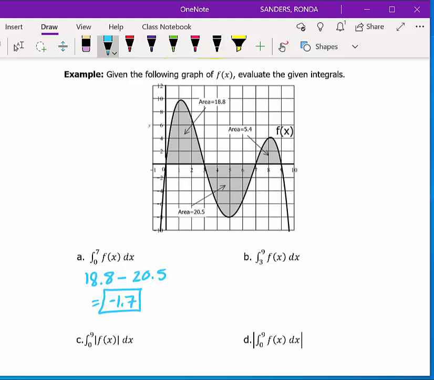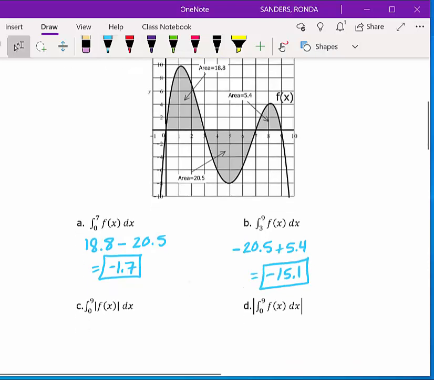If we evaluate the integral from 3 to 9 of f of x dx, we notice that we have an area of 20.5 below the x-axis, and we have an area of 5.4 above the x-axis. If we calculate, we end up with negative 15.1. So this time we had significantly more area below the x-axis than above the x-axis.